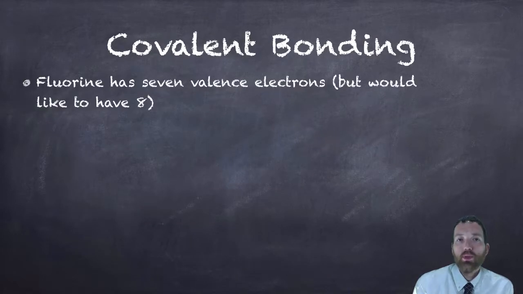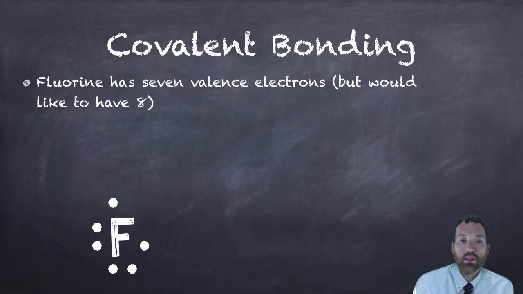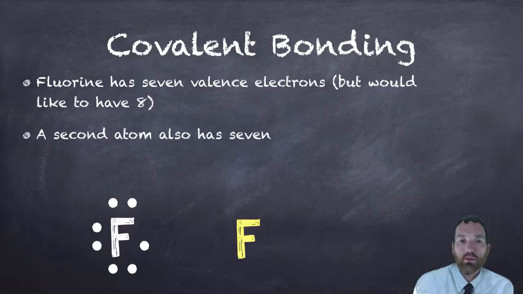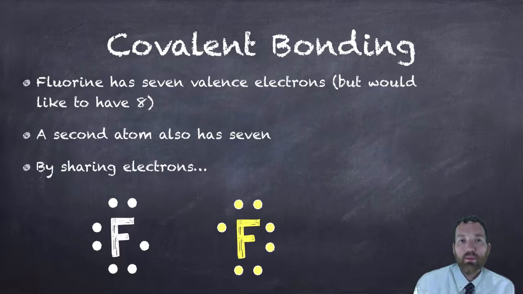Let me show you an example with another diatomic element, fluorine. Fluorine has 7 valence electrons, but it would like to have 8, to be stable like a noble gas. So fluorine is F, and it has 1, 2, 3, 4, 5, 6, 7 valence electrons, and another atom of fluorine also has 7. I'm going to draw it in yellow to show you the different electrons and where they're coming from. So here's the other fluorine, 1, 2, 3, 4, 5, 6, 7. Neither of them is happy. Their octets aren't filled, but they're almost filled.